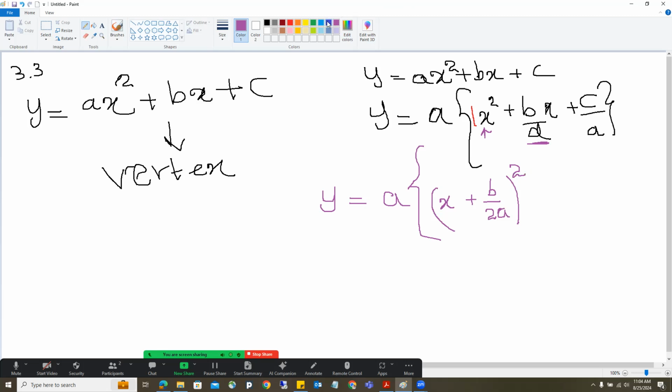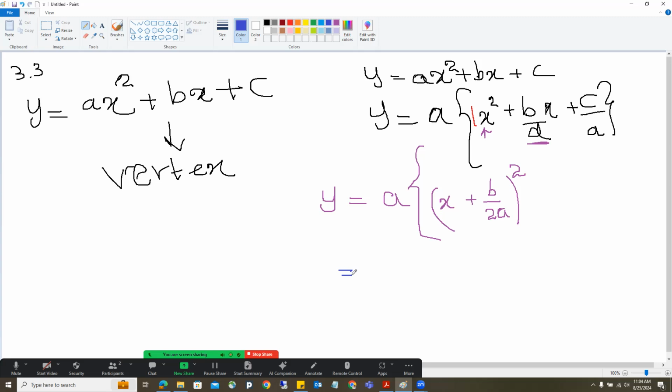How do you get 2a? That's why I'm showing you. Wait, this is not the complete one yet. What I did was consider the middle coefficient, the coefficient of the x term, and I just took half of it, and then made it a complete square.